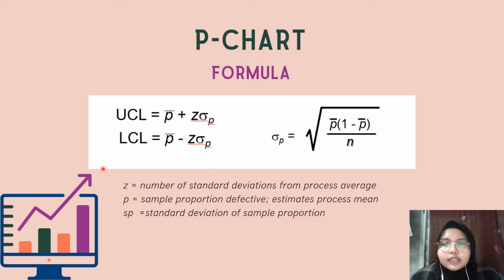P bar stands for the sample proportion defective or the estimated process mean. And sigma P stands for the standard deviation of the sample proportion.